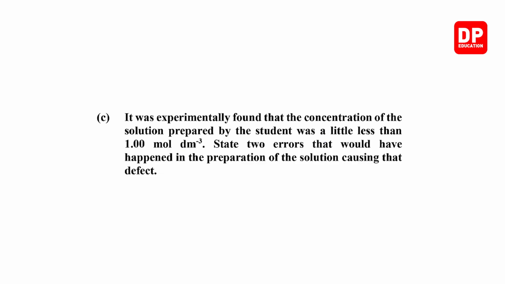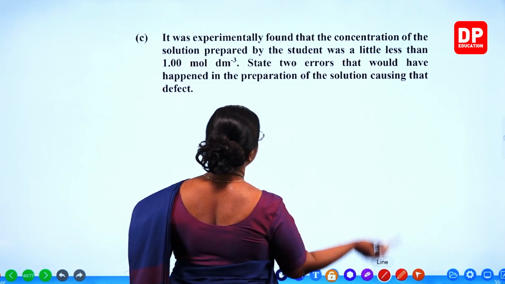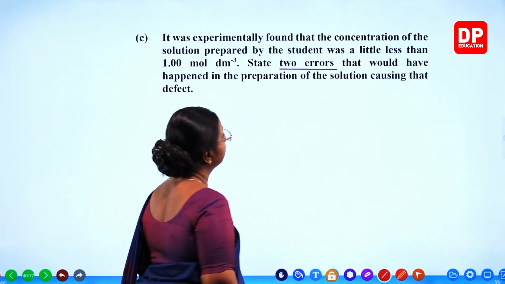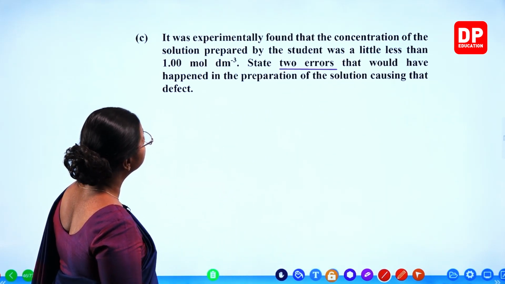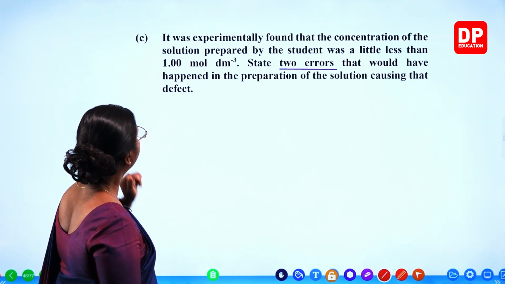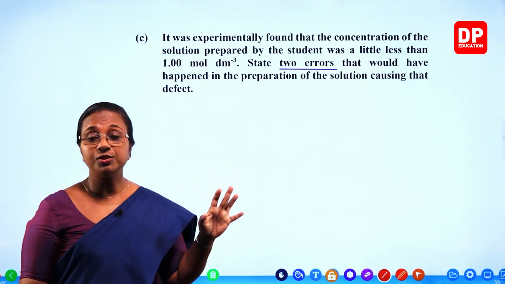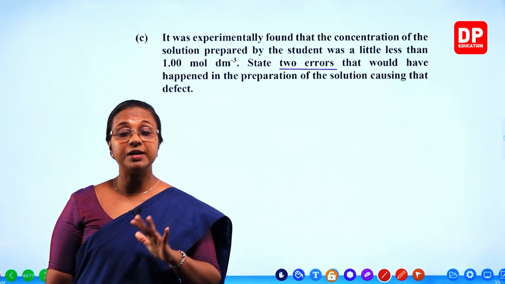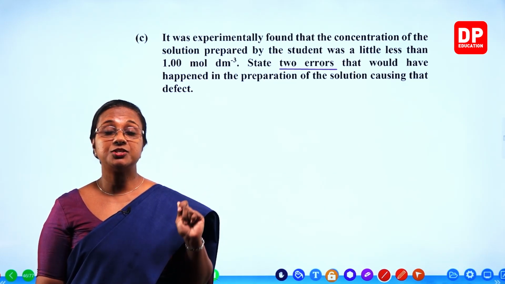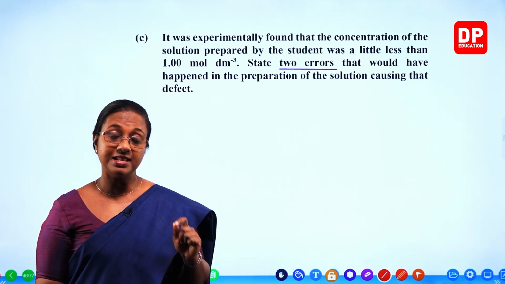So part C. It was experimentally found that the concentration of the solution prepared by the student was a little less than 1 mole per decimeter cube. State 2 errors. So here you have to write 2 errors that would have happened in the preparation of the solution causing that defect. So here they found that although they wanted to prepare 1 mole per decimeter cube, the concentration was found to be a little less than that.